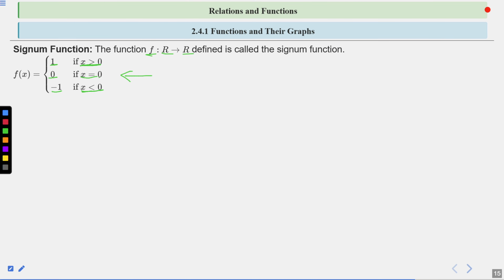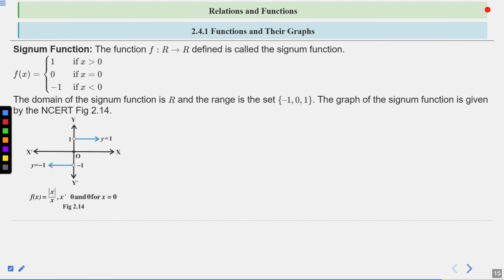Clear? How we defined our Signum function? Quite simple. Now the domain is all real numbers. So, domain is simply the collection of all inputs. You are giving all positive, all negative, and 0 as input. So, this combines to give me all real numbers. So domain is the complete set of reals.